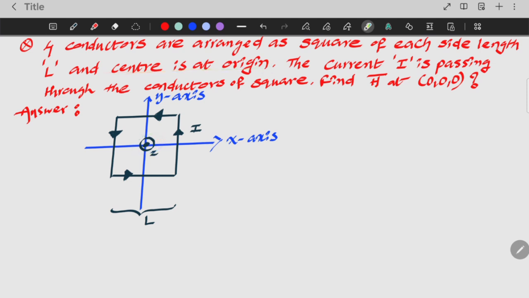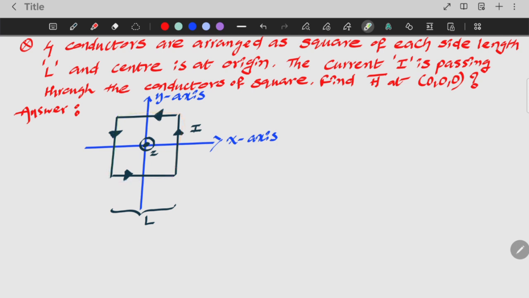This is the origin. So this is L, this is also L, this is also L, this is also L. It is a square where the current I is passing in the anti-clockwise direction. That is what you can see. You can take clockwise also, because it was not mentioned. If the given figure is part of the question, then you can take this one only.